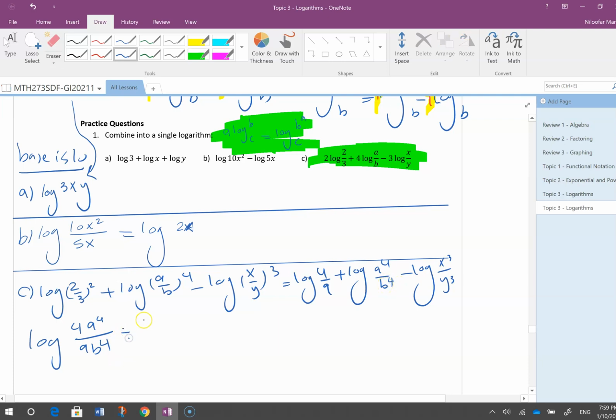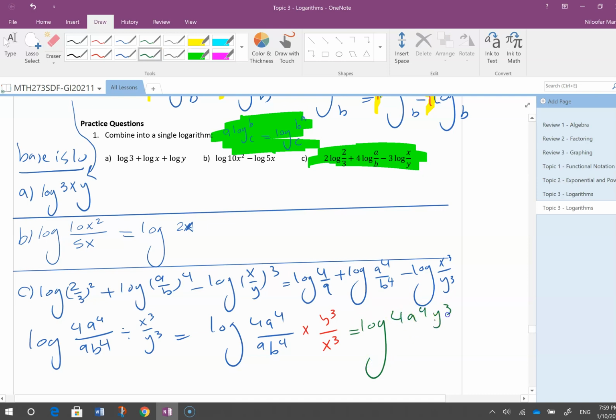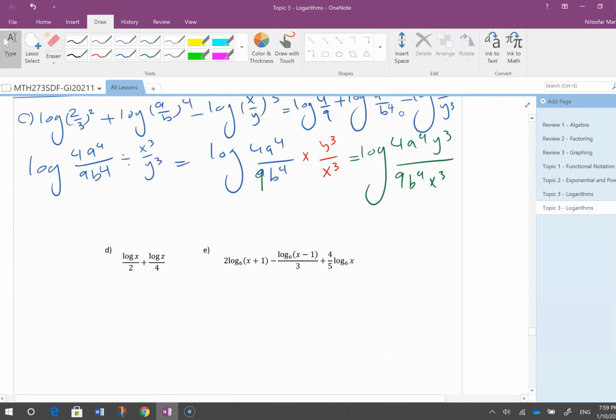Okay, so divided by this, which is logarithm this times this. Okay, that's logarithm. I change the color maybe to green because that's lovely. Okay, logarithm 4a power 4 y power 3 over that's 9, so 9b power 4 x cubed. Oh yes. Okay, so how about this guy?